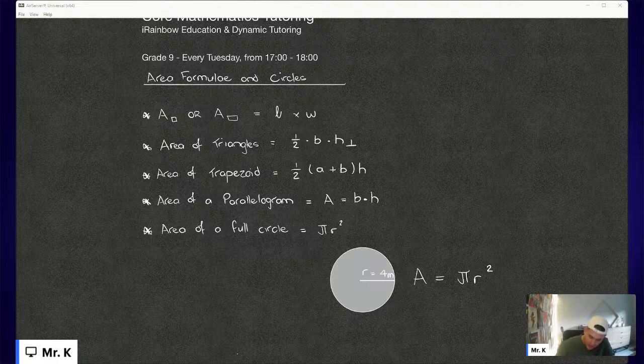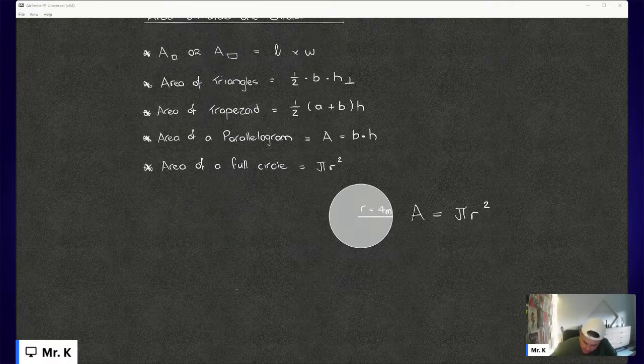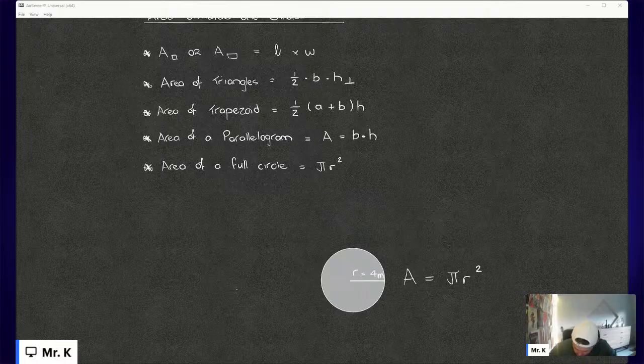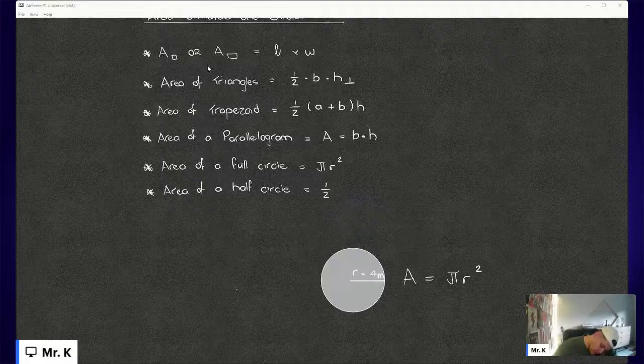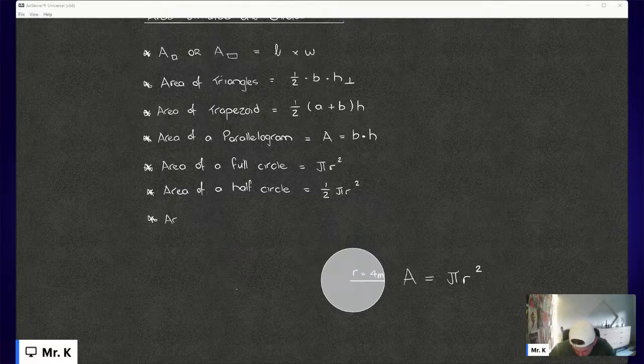Now, if I decide that I need to calculate the area of half a circle, everybody tends to get a little bit confused at this point, guys. But if I know that the area for a full circle is pi r squared, it should come as no surprise that we can simply multiply this entire expression by a half. That is the formula we use to calculate the area of a half circle.